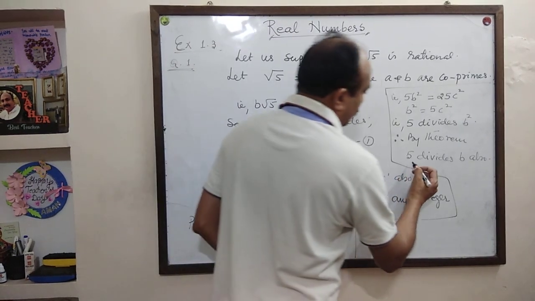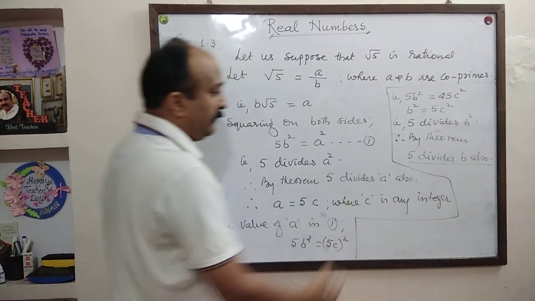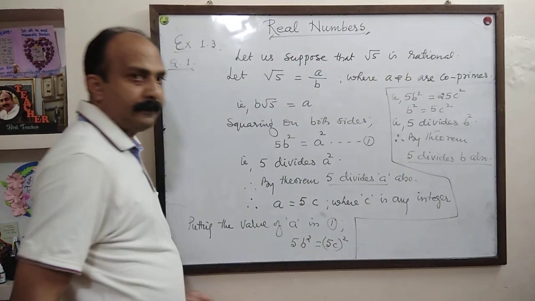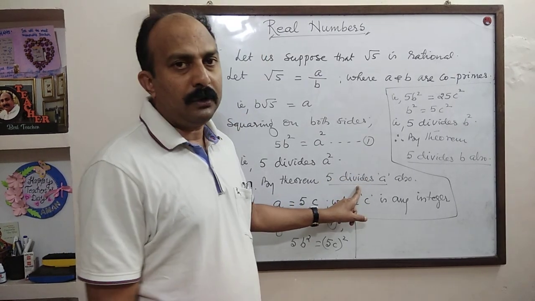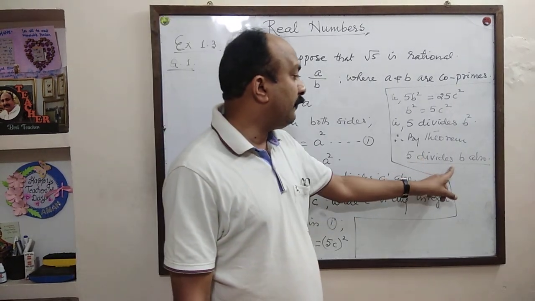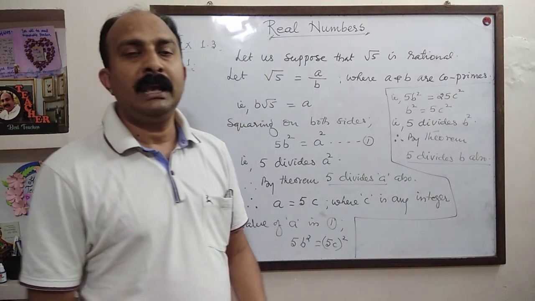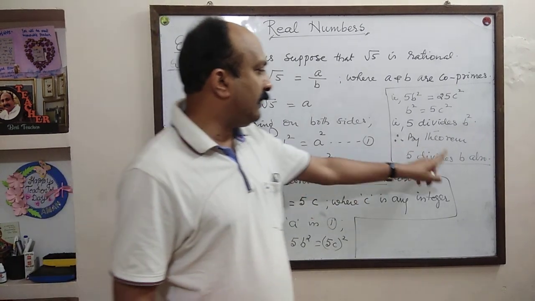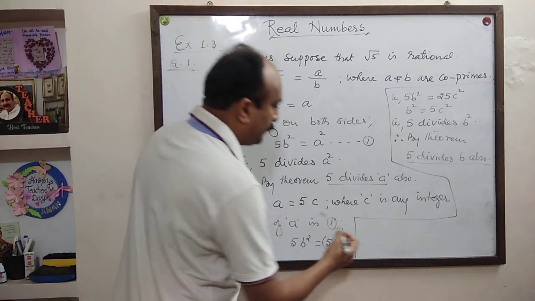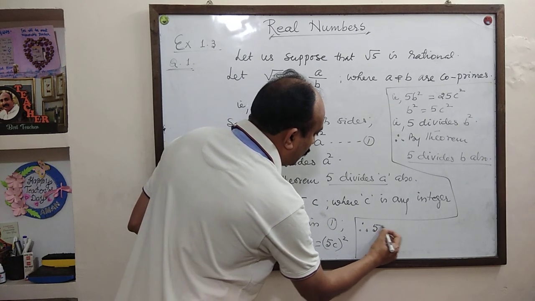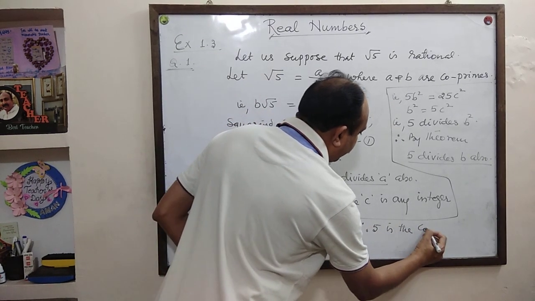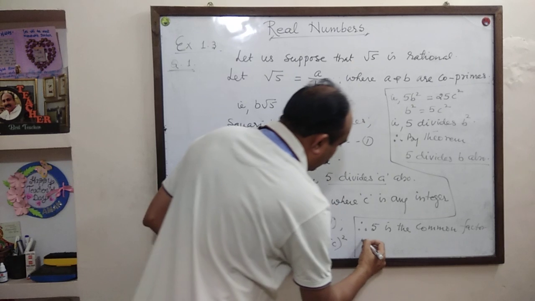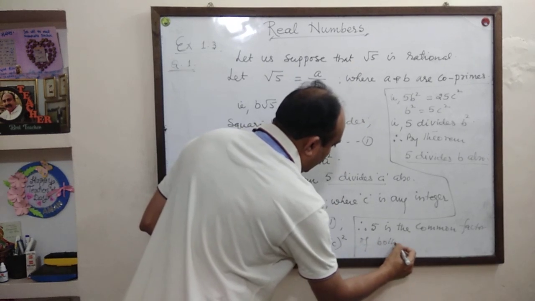Now look at these two statements. We got 5 divides b here. In the beginning we got 5 divides a. Now we got 5 divides b. What does it mean? 5 is the common factor of both a and b.